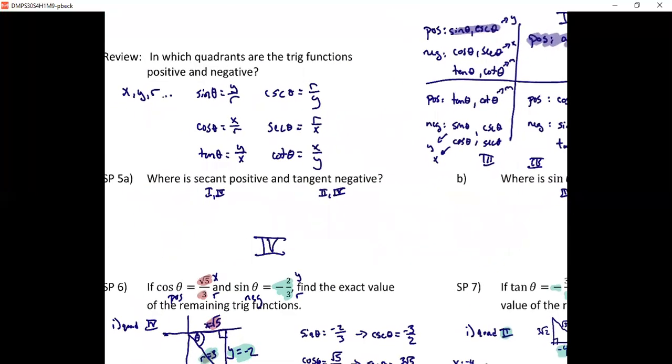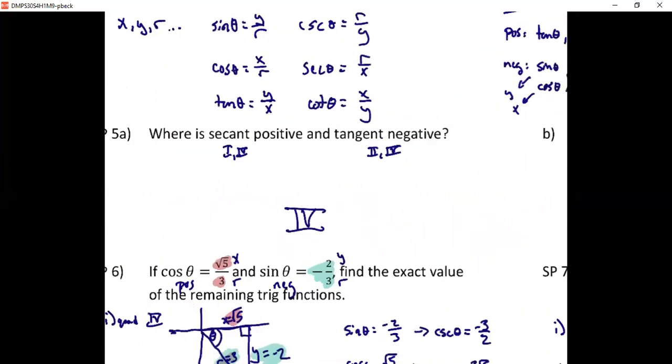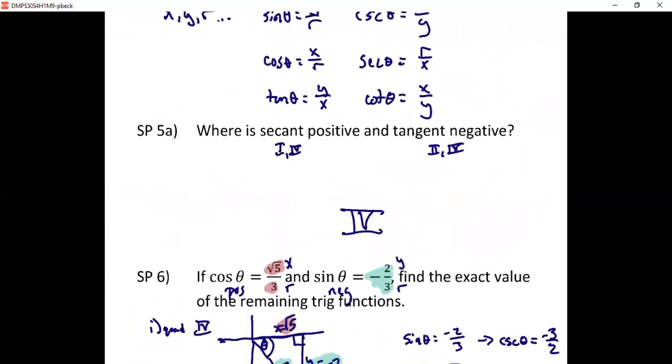So if you look at these as x, y, and r, you can determine whether these have positive and negative slopes. So the first problem we're going to do, we're going to look at and say, okay, where's secant positive but tangent negative? What we're asking is where are both of these occurring simultaneously? We know that secant revolves around the x and is positive in quadrants 1 and 4. Tangent revolves around the slope, so it's negative in quadrants 2 and 4. Where do both of those occur at the same time? In quadrant 4.